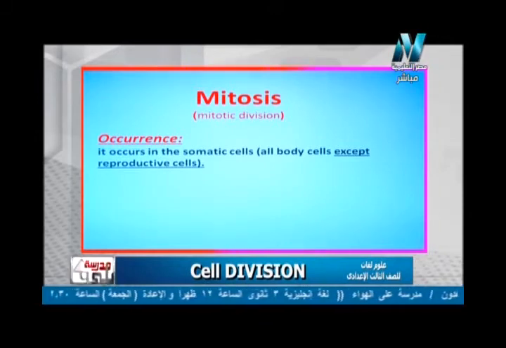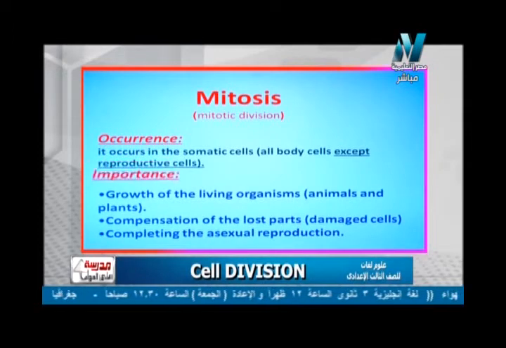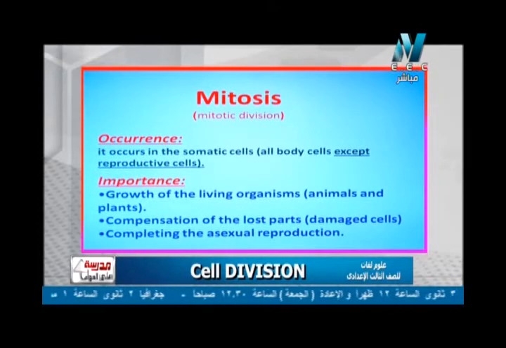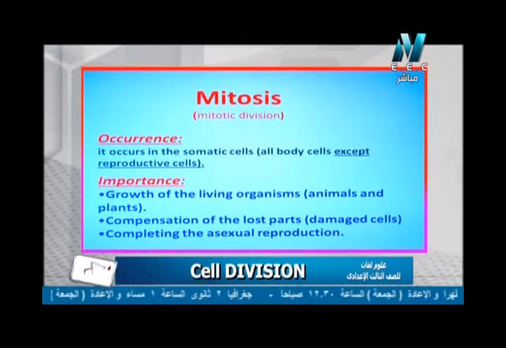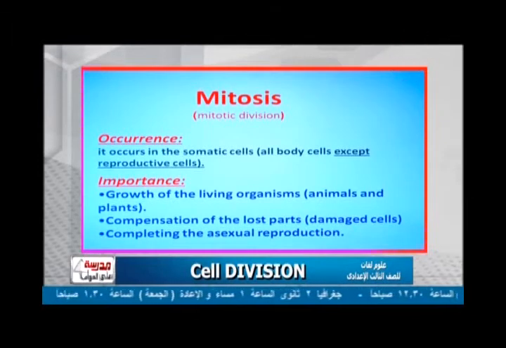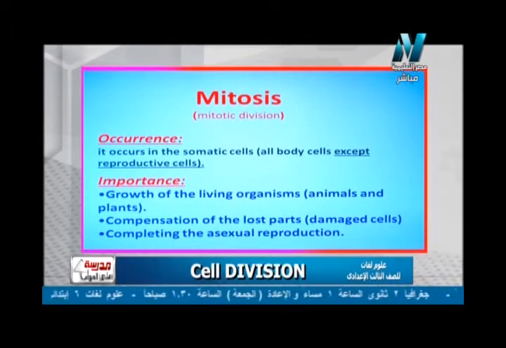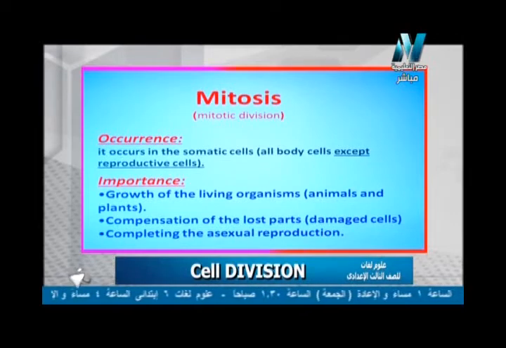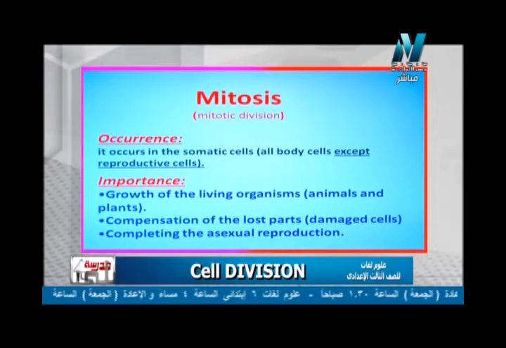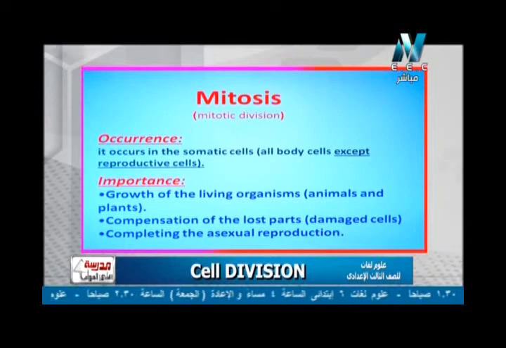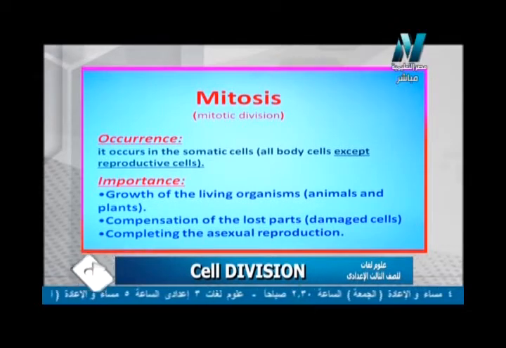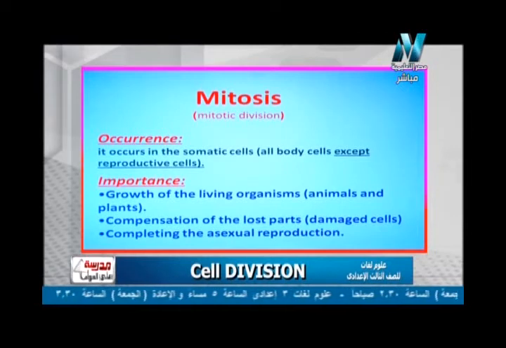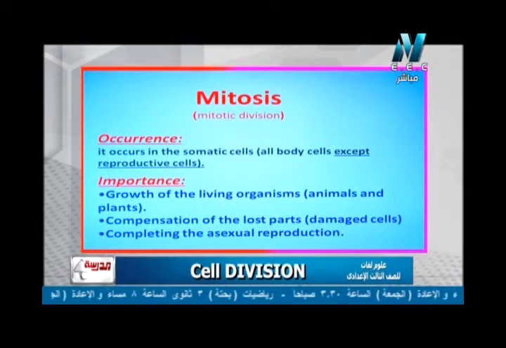What's the importance of mitosis? Why does the somatic cell make mitosis? Number one, growth of the cells in the living organism, animal or plant. Your hair is growing, your nails are growing, children grow, so the cells divide by mitosis to increase their number. So the first importance of mitosis is growth of living organisms, in animals and plants.